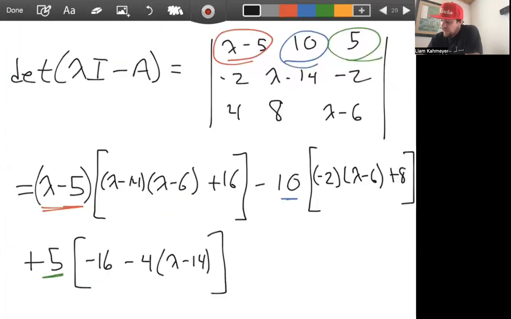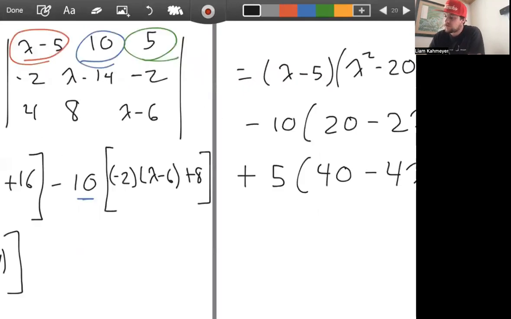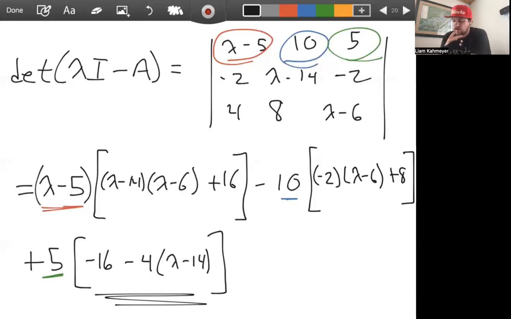And then let's see what we have for the last term. We have negative 16 minus 4 times 14. 4 times 14, well, that's going to be a positive 28 times 2, which would be 56 minus 16 is 40, right? So 40, so that's plus 5, and then 40 minus 4 lambda. Sometimes it's the basic arithmetic that gets you, right? That simplified to 40 minus 4 lambda.